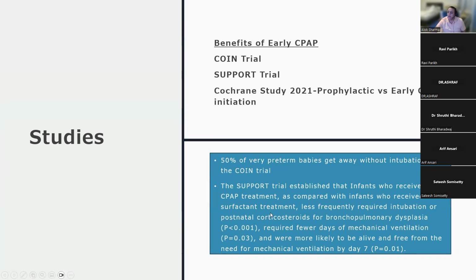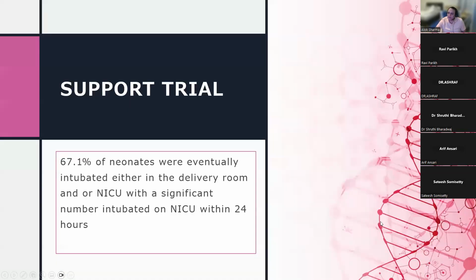Now, what they actually were able to demonstrate was that the babies who had CPAP less frequently required intubation. They had less need for postnatal corticosteroids and actually fewer mechanical ventilation days. But there's a very stark figure. 70% of babies who were randomized to the CPAP group were eventually intubated, either in the delivery suite or in the NICU. And a significant number of these babies were intubated within 24 hours.